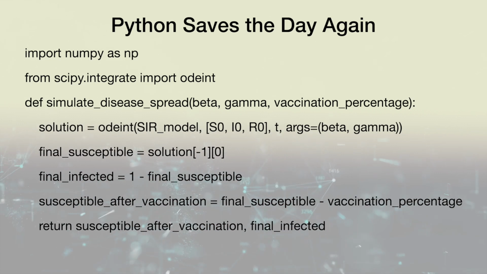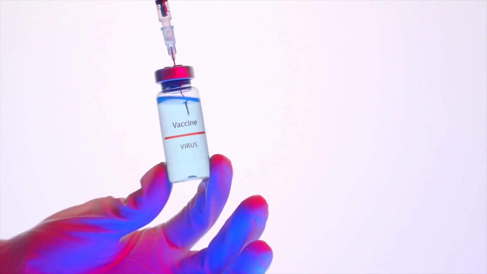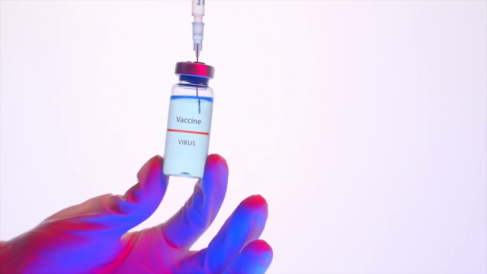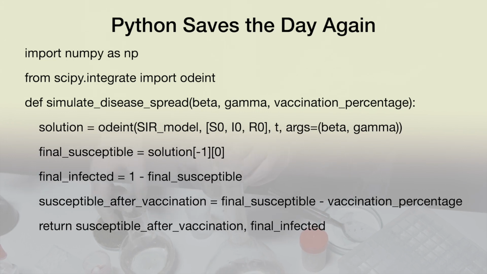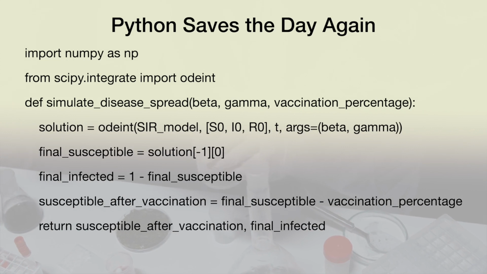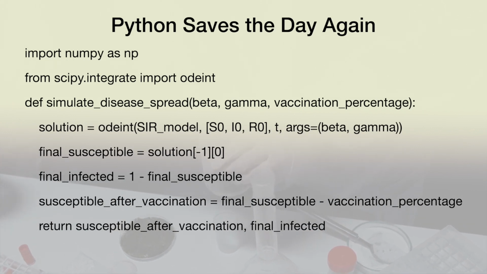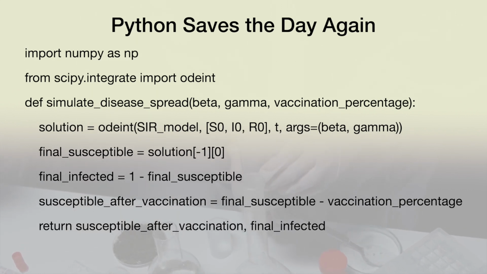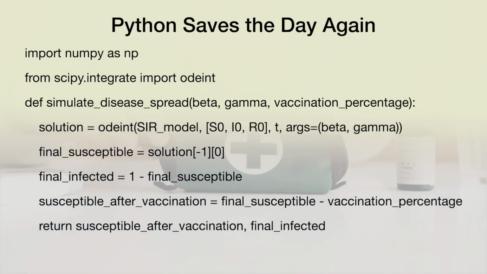We are giving the beta value, the gamma value, and the vaccination percentage, and we are going to solve the SIR model ODE. So the solution will be equal to the odeint function. Inside this we give the SIR model, and the initial conditions S0, I0, R0. These are the initial values of S, I and R. We give t, which we have already calculated, and the args, which are beta and gamma.